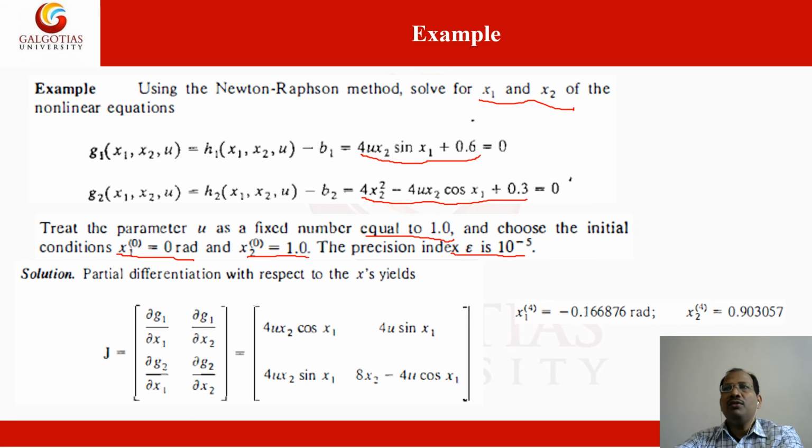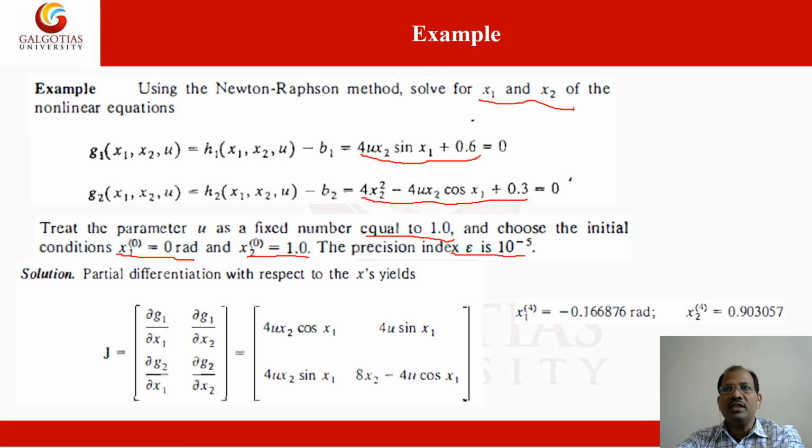When we choose these values, first we have to calculate the Jacobian matrix. The Jacobian matrix is nothing but the partial derivative of G1 and G2 with respect to x1 and x2. What is the order of the Jacobian matrix? There are two variables, so the order is 2 by 2. This is the partial derivative of G1, G2. When differentiating G1 with respect to x1, we treat the other variable as a constant.